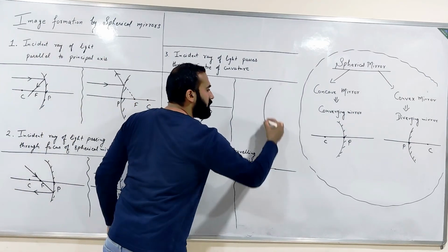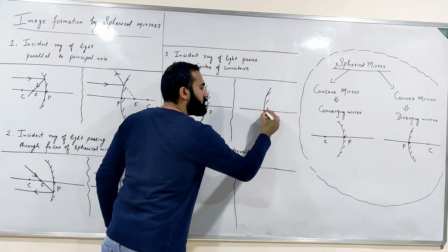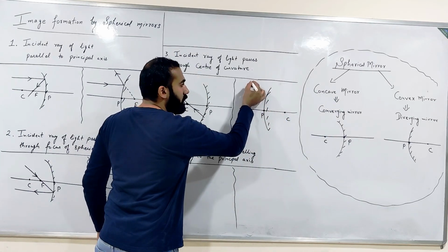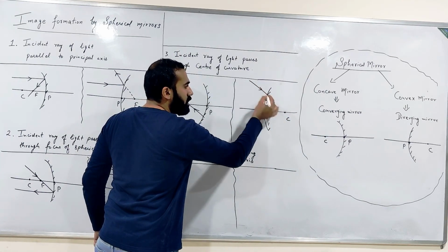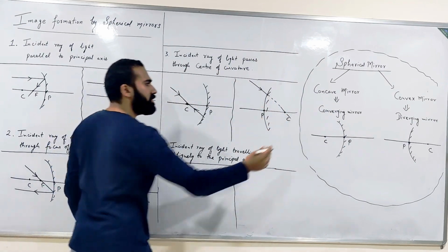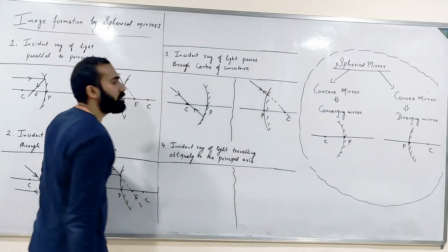And in the convex mirror, it remains the same. This is the principal axis, this is the pole, this is the center of curvature. So if the ray is directed toward the center of curvature, it reflects back, or it retraces its path.